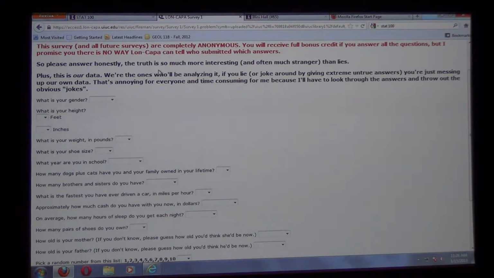The truth is really more interesting and often stranger than lies. You'll see what strange things happen. What it means to be way out on the tail of a distribution. Plus, this is our data. We are the ones who'll be analyzing it. So if you lie or just joke around, you're just messing up our own data. So that's annoying for everyone, and very time consuming for me because I have to go through it and trash those.